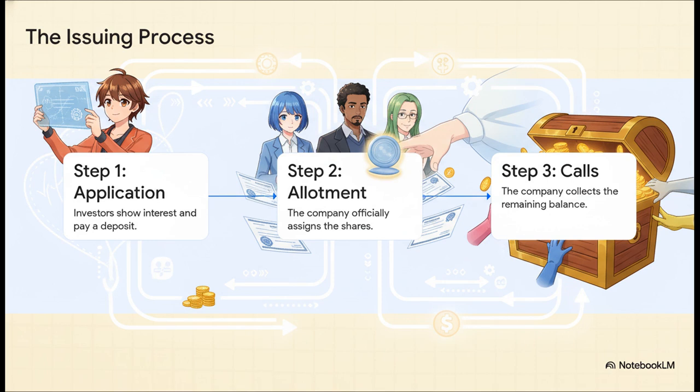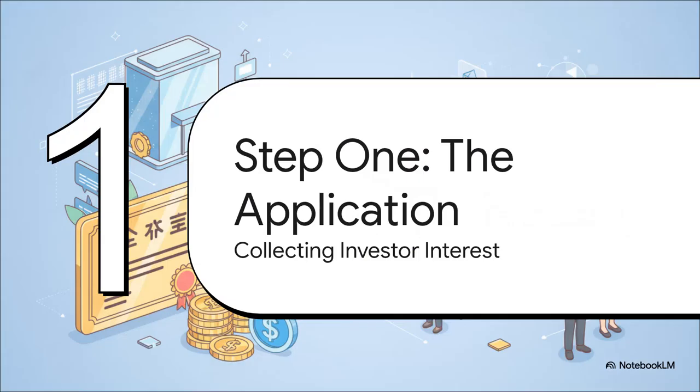The whole process of getting these shares out there and collecting the cash for them follows a pretty logical sequence. It usually happens in these three main steps. Think of it like a journey, starting with an investor just showing interest and ending with the company having all the money in the bank. And that journey kicks off right here with the application stage. This is where the public gets their first chance to throw their hat in the ring.